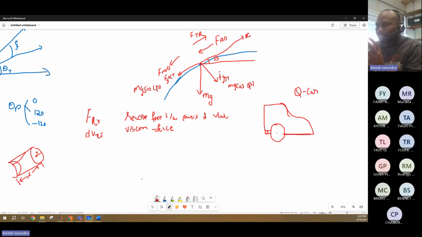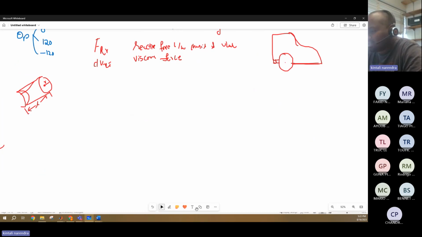Now let's combine all these forces to understand which forces will be cancelled out and which forces will stay with the vehicle. So for example, let's separate the chassis and wheel into two different parts. Okay, now let's take the chassis.